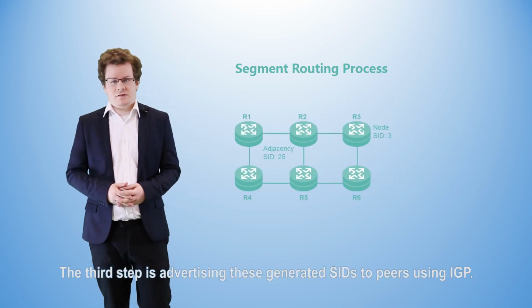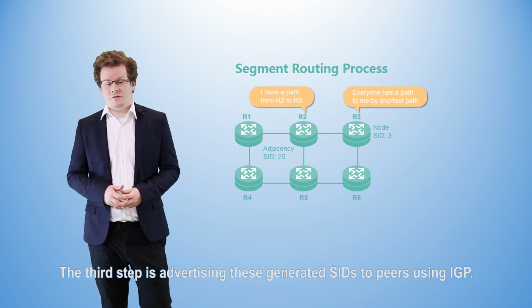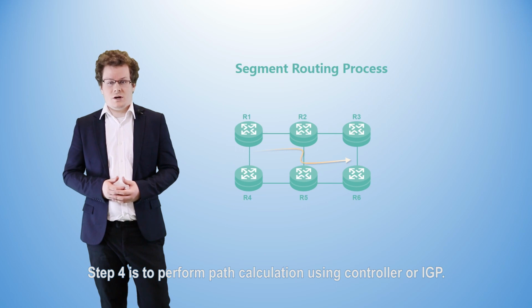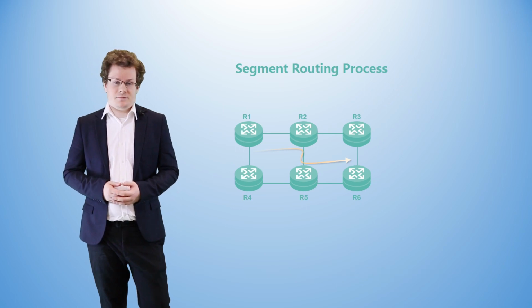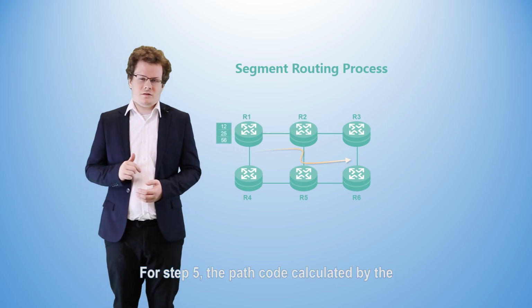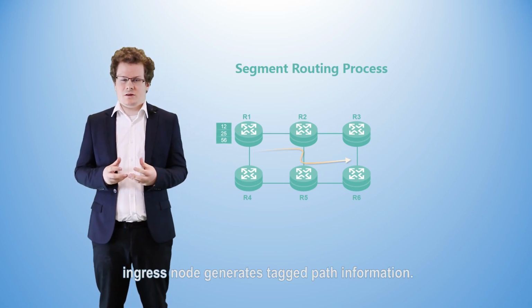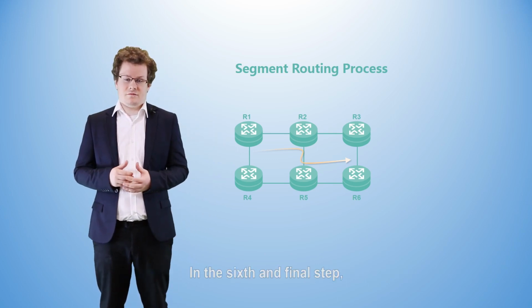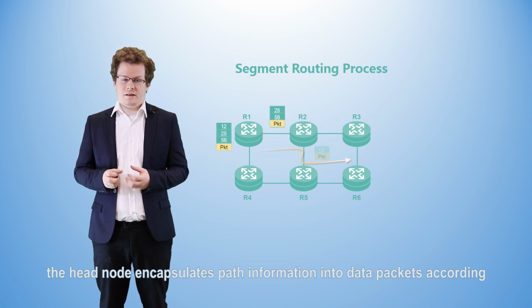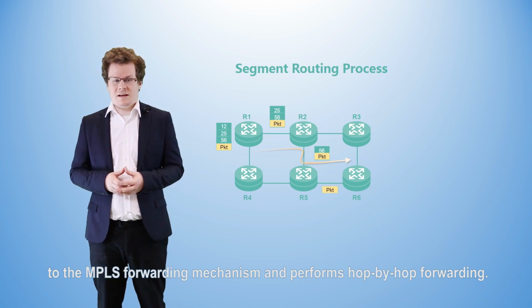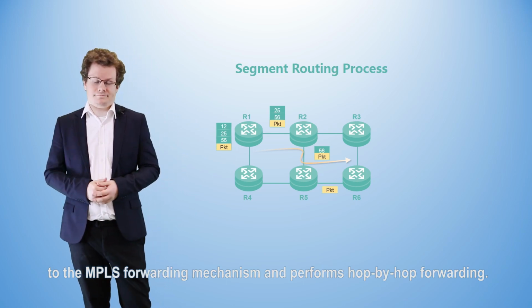The third step is advertising these generated SIDs to peers using IGP. Step 4 is to perform path calculation using IGP. For step 5, the path code calculated by the ingress node generates tagged path information. In the 6th and final step, the ingress node encapsulates path information into data packets according to the MPLS forwarding mechanism and performs hop-by-hop forwarding.